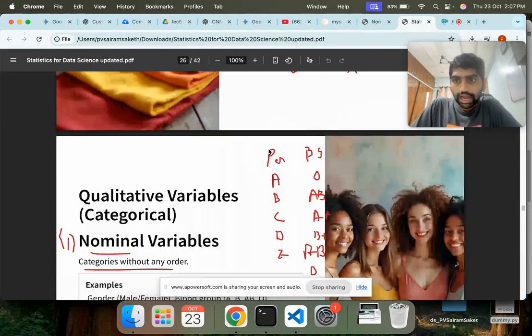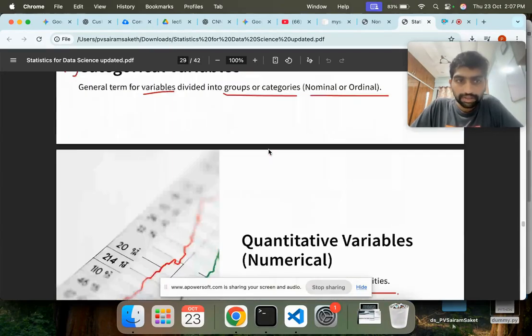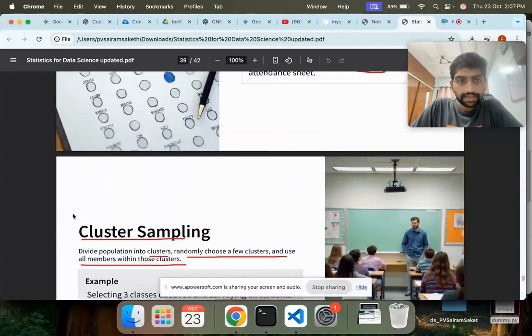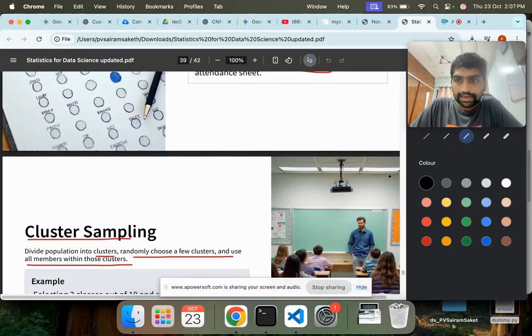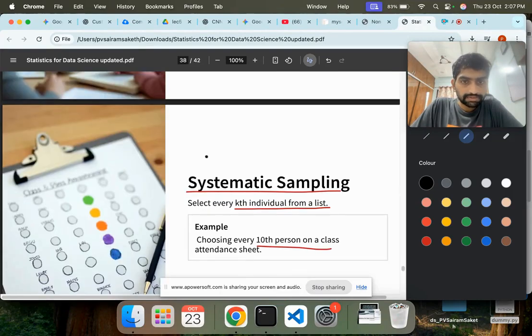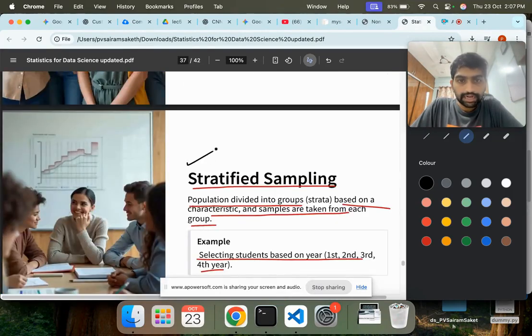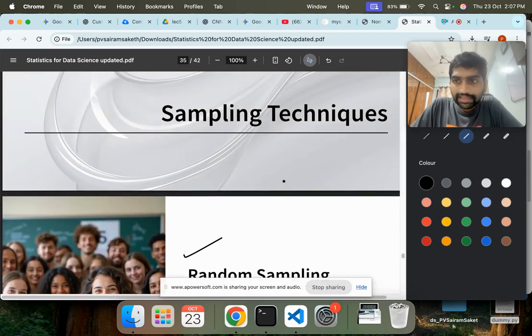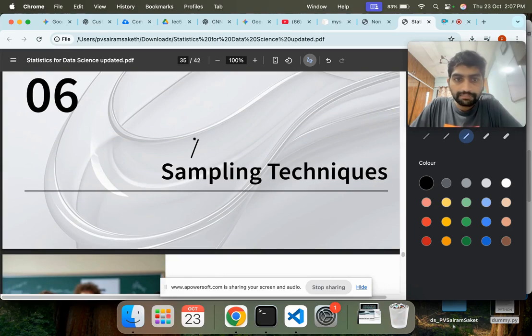So, in the last lecture, we discussed the four types of sampling, right? One is systematic sampling, cluster sampling, and we also discussed systematic cluster sampling, then stratified sampling and random sampling. So, these are the samplings that we discussed that come under probabilistic sampling.